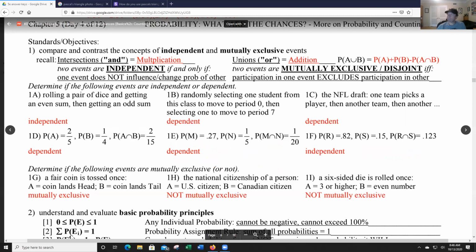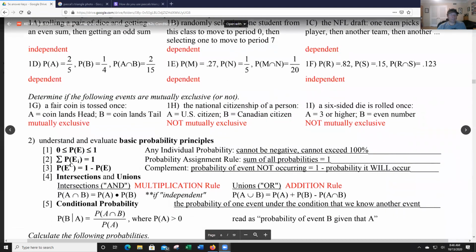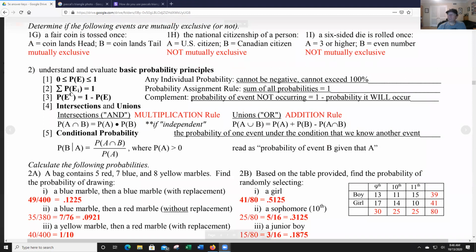Okay. All right. So again, independence has to do with multiplication. Mutual exclusivity has to do with the summation of things. So let me move the screen up a little bit. Okay. Let's go right to here now.